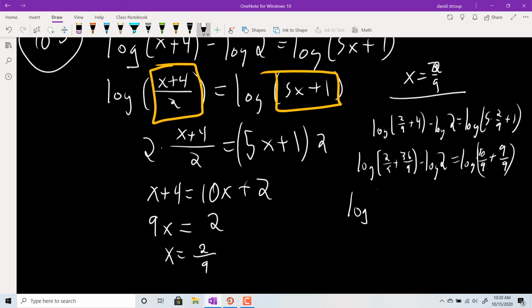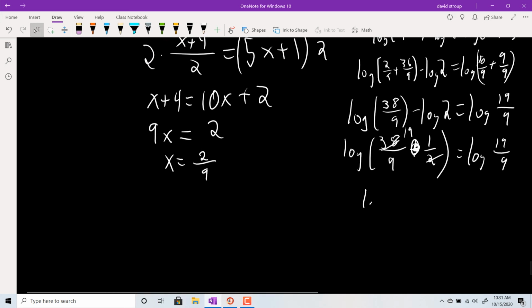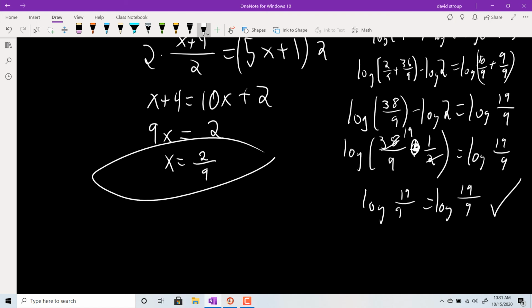Then that would be log of 38/9 minus log of 2 equals log of 19/9. And then that would be log of 38/9 divided by 2, in other words, multiplied by 1/2, equals log of 19/9. 2 goes into 38 19 times. So it looks like we got it. Log of 19/9 on one side, log of 19/9 on the other. Those are the same. So we are good, and that is our solution.